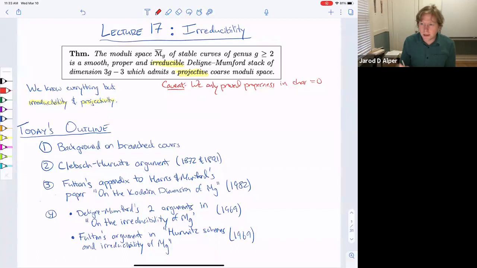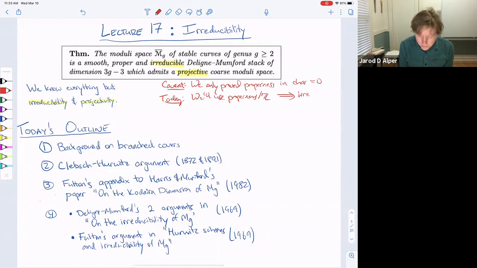So today, one of the ideas is we'll use properness actually over Z to imply irreducibility in characteristic P. But okay, so yeah, today's goal is to cover irreducibility.